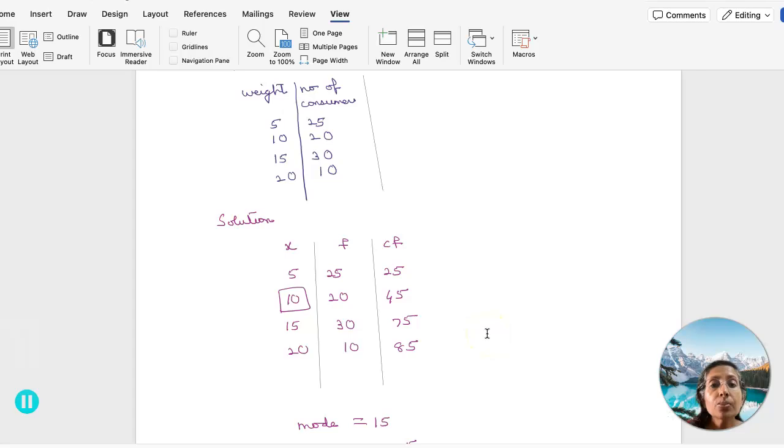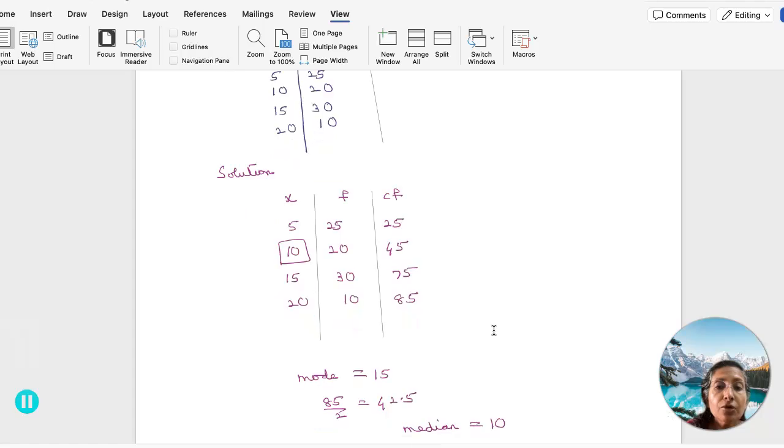Now the mode is the most frequently occurring value, and you can see that the maximum frequency is 30 for 15, so the mode is 15. Now for the median, we divide the sum of the cumulative frequencies by 2. So 85 by 2 is 42.5, and we look at the cumulative frequency closest to 42.5 and above it. So that will be 45, and the corresponding value of X is 10. So your median will be 10.